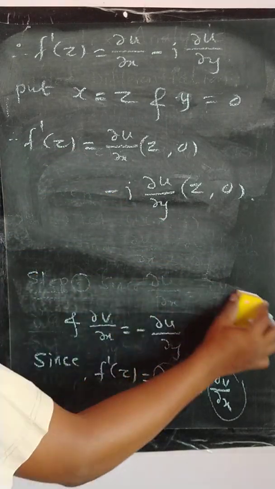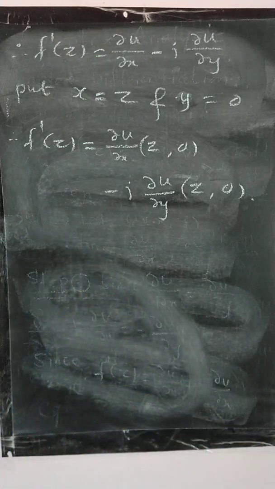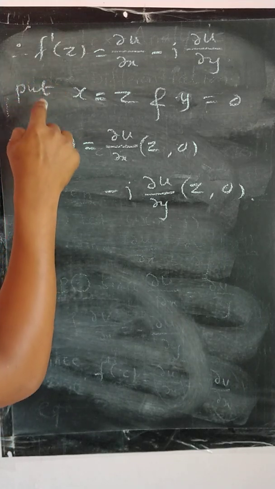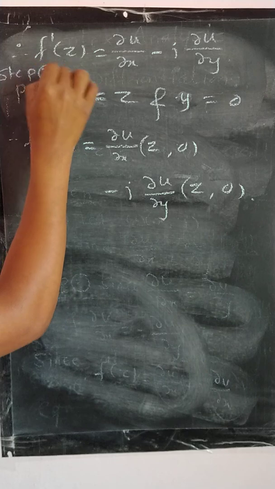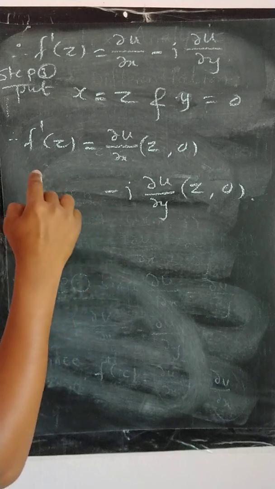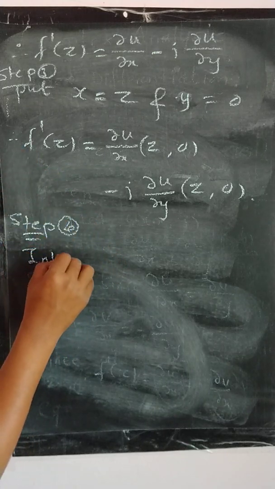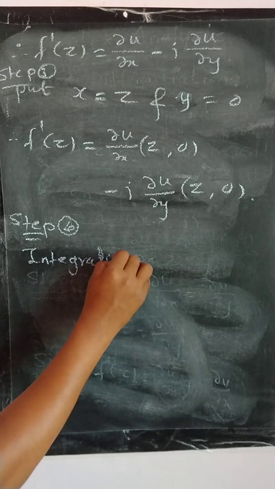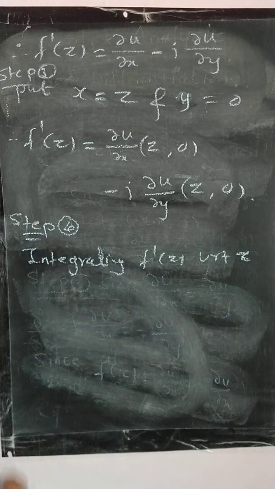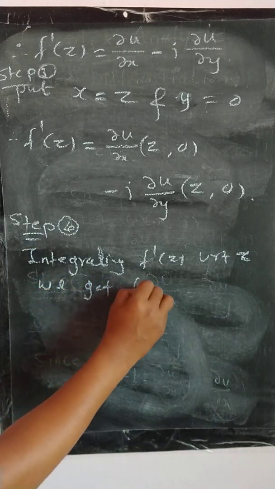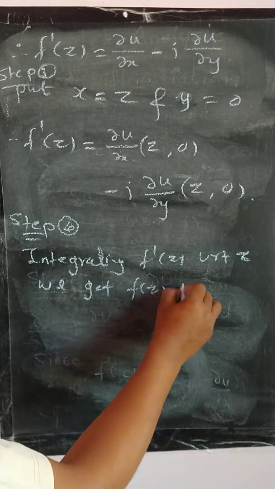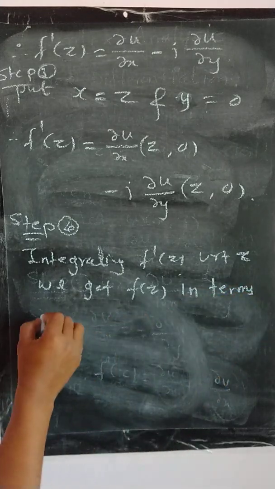But we want f of z, so what we'll do, we'll integrate this function. Therefore the next step, this is step 3. Now step 4, we want f of z, so integrating f dash of z with respect to z, we get f of z in terms of z.